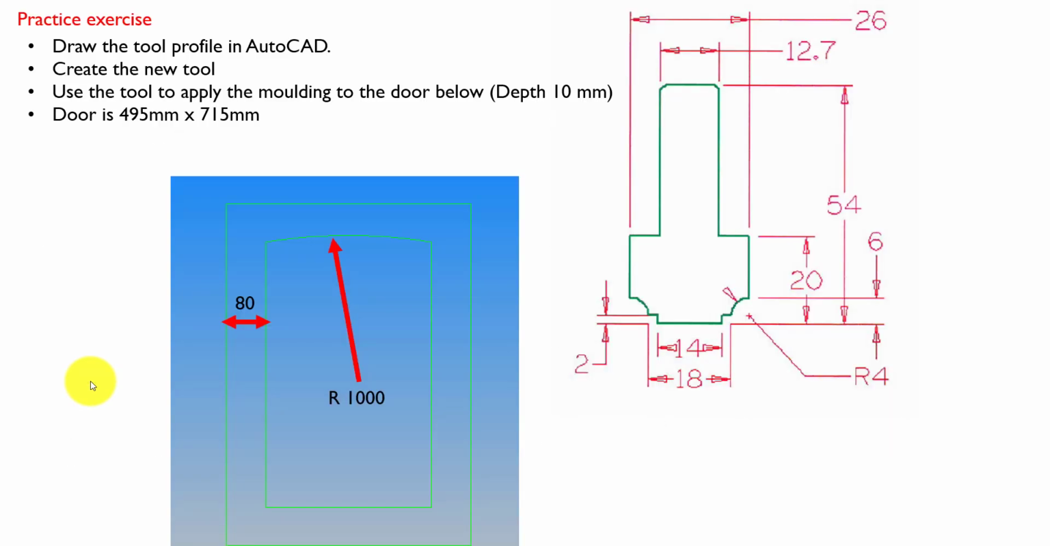Now what I'd like you to do, just to finish off this, is draw your own tool, which is this tool to the right hand side here, using those dimensions. Either draw it in Alphacam or in AutoCAD and bring it in. In AutoCAD you might find it easier to import it in as a DXF rather than a DWG. So just draw a simple door. The rectangular door itself is 495 by 715. Offset in all the sides and the bottom by 80, and just put a radius 1000 arc up at the top.